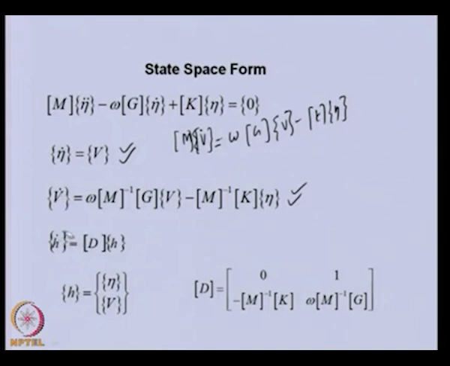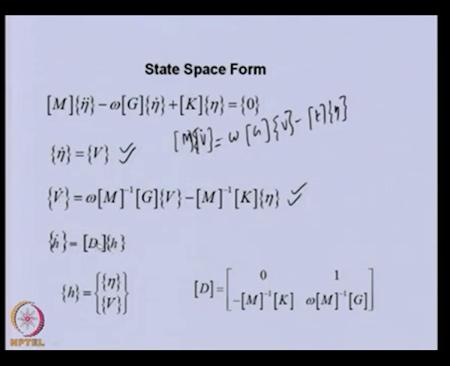So basically this particular equation is what we have clubbed. You can see h is defined as the eta vector and v vector. So once we are stacking these two one over another, this will be h dot, that means the velocity of these two.